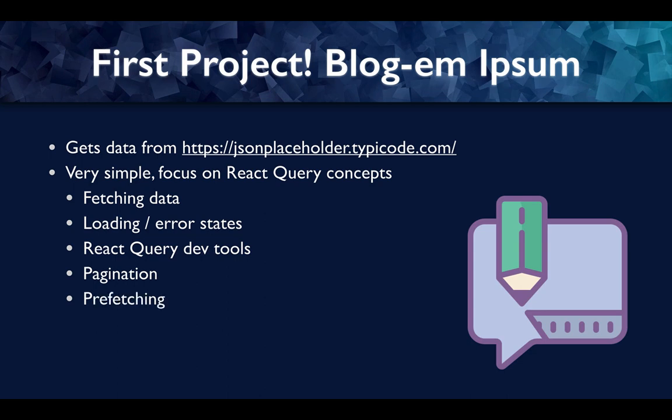We're also going to do some prefetching with the pagination. We'll prefetch the next page so that it's seamless. When the user clicks on the next page, they can get that data right away. And then we'll also look at mutations, or making changes to the data on the server. As I mentioned before, we won't be able to see the effect of the mutations on the server data, but we will be able to see the mechanics of how mutations work with React Query.